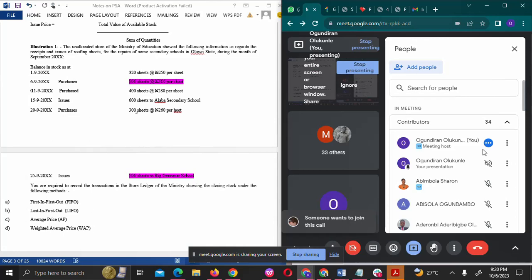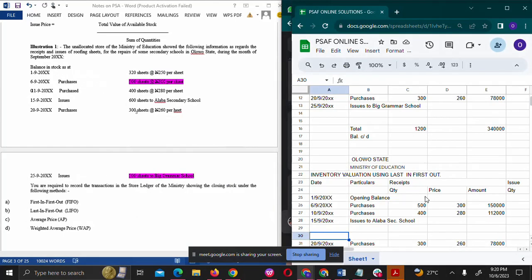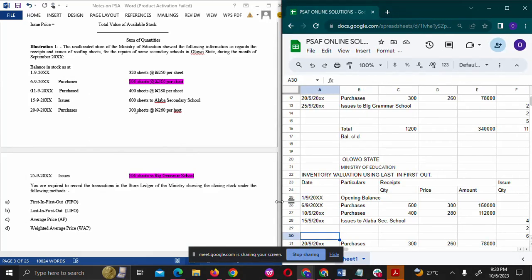So you started from the purchase after the first issue, and then you went round, right? Down to the 25th. Exactly. I want to assume I understand what you're saying. What I mean is you started from the purchases after the first issue, then you went to the second purchases up, for last in, first out, then you came back to the issue down. Is that what you did?